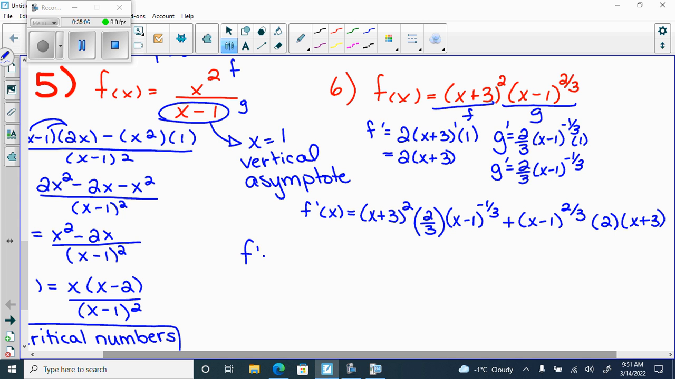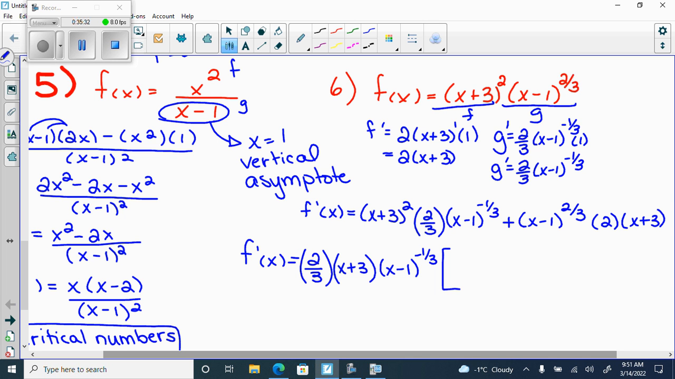So I know that I could take out a 2/3, or if I really wanted to, I could just take out a third, then take out the 2. It doesn't matter. But I'm going to take the 2/3 out because I want the 3 to drop to the bottom. So I'm going to take out a 2/3 as my GCF. I'm also going to take out one of the x plus 3's, and then I'm going to take out my smallest exponent, which is x minus 1 to the negative 1/3. And I'm going to write what's left over.